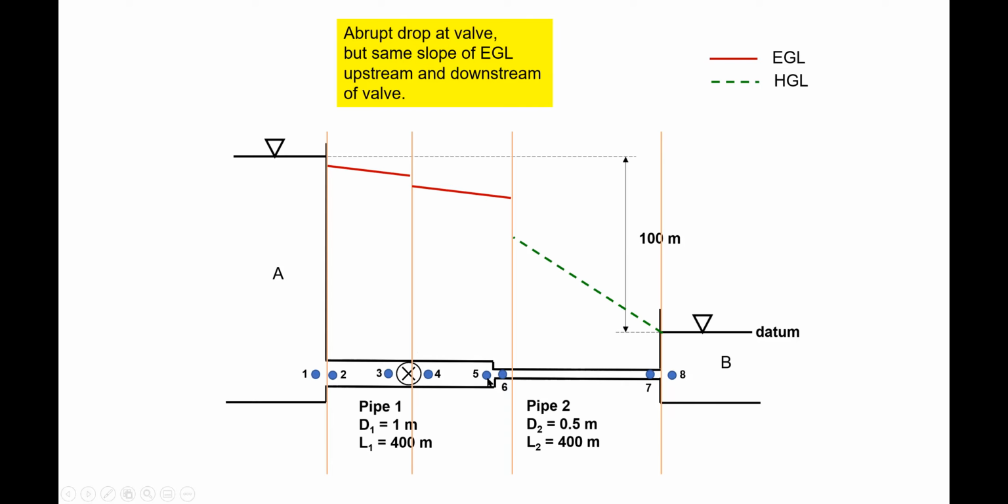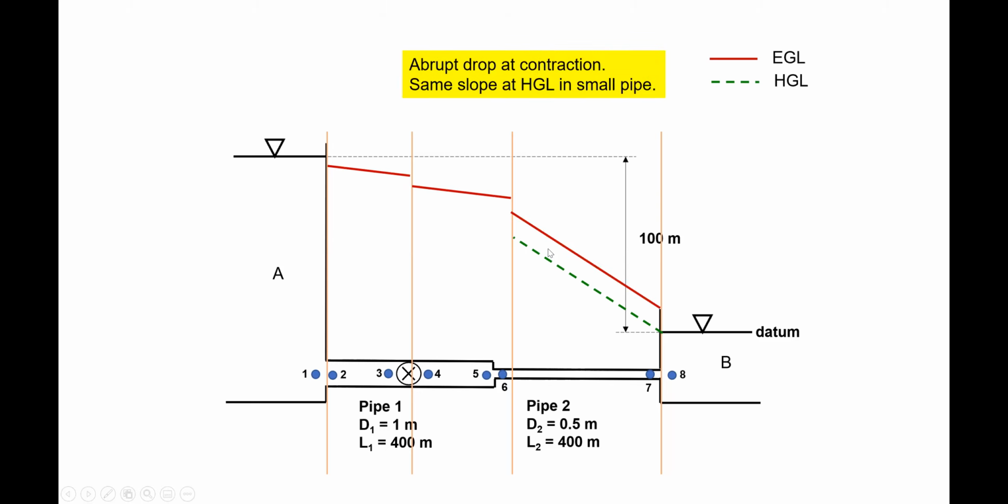Now, once we get to this point, we know we're going to have another drop. So we'll have another drop across this contraction. And now we'll parallel the hydraulic grade line here. So the energy grade line and hydraulic grade line always parallel each other simply because the difference is V squared over 2g. And velocity is always going to be the same in a certain pipe diameter.